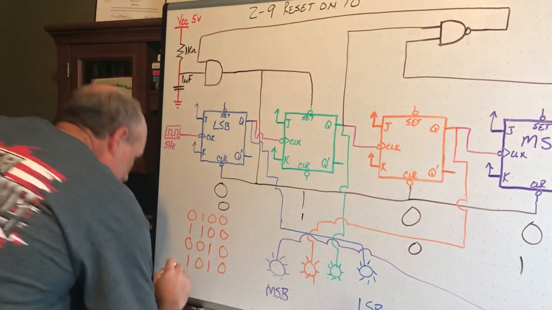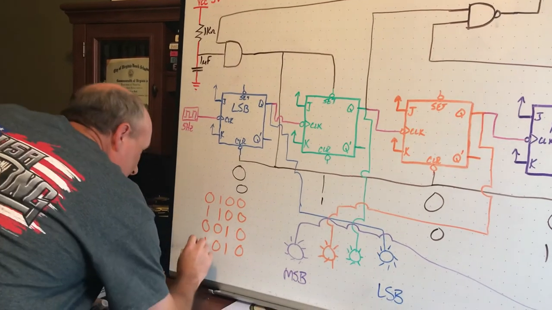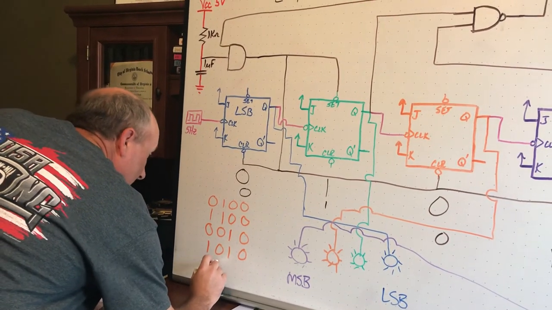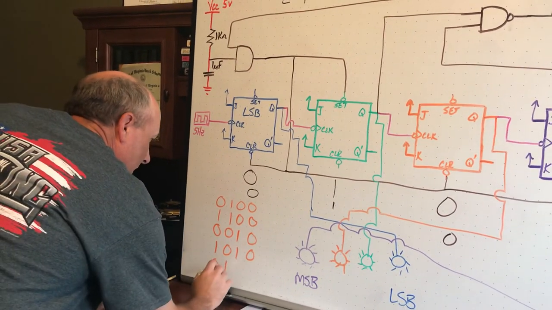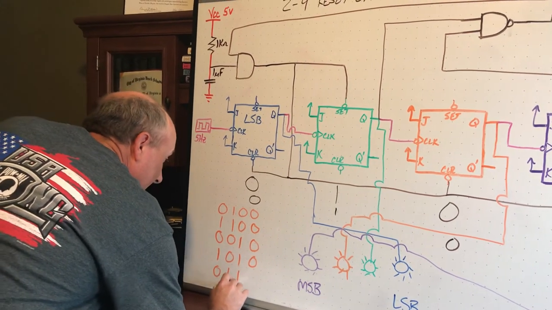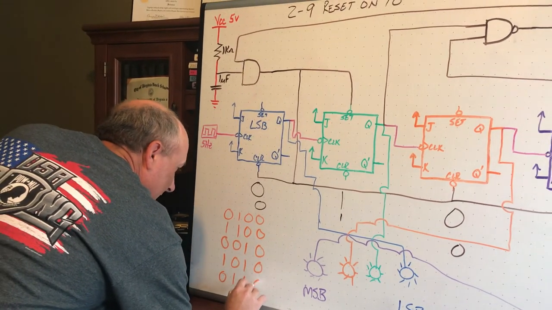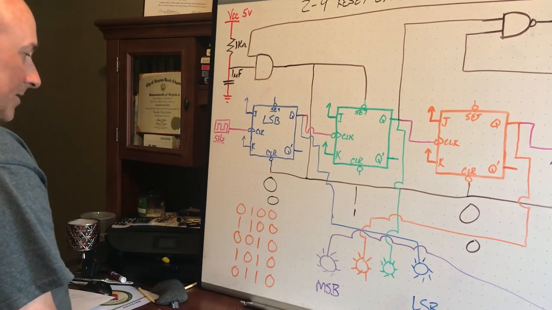I'm going to clock again. 1 to a 0. So this one went 1 to a 0. This one's going to clock. Goes to a 1. 0 to a 1, this one stays the same. 1 to a 1, this one's going to stay the same. So now I got 6.